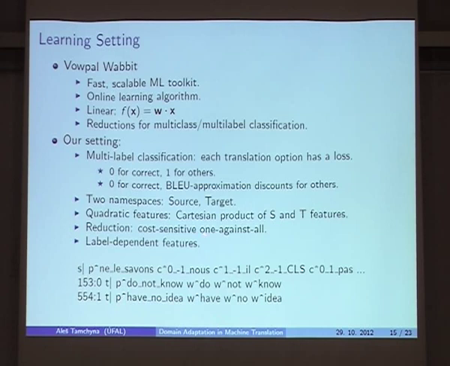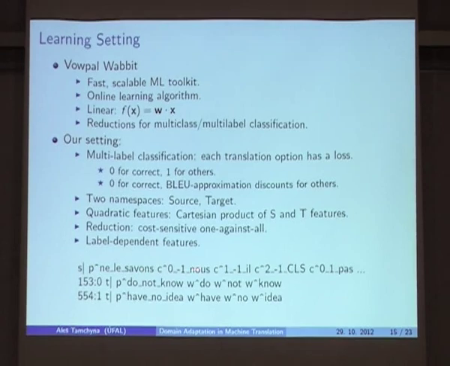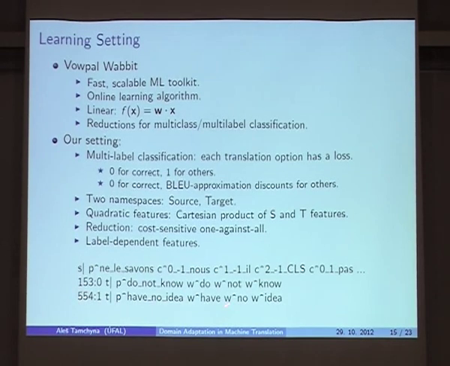And what we do then is we use the quadratic features in VW, yeah, it's a funny name, to get the Cartesian product of the source and target features. So we basically combine each feature on the source side with each feature on the target side and add those to the feature space. And then the classifier will simply be given, at decoding time, the source side and all of these possible target sides, and for each of them, it will predict the loss. How bad is the translation in this context?